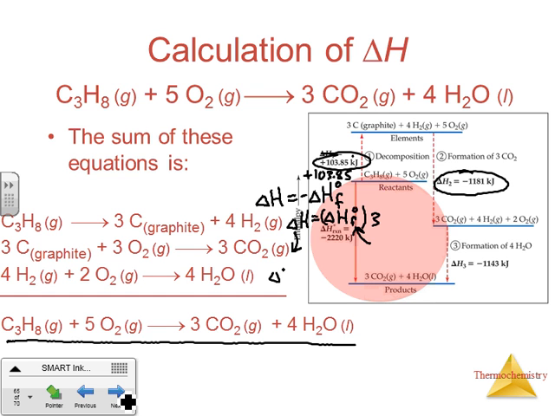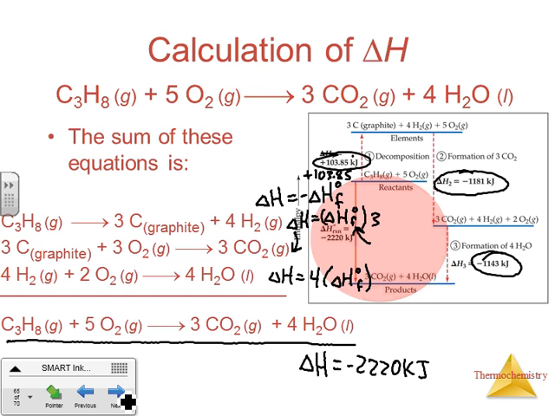And then this last delta H is going to equal 4 times the heat of formation, which for water as a liquid is negative 285.8. So we multiply negative 285.8 times 4, and that gives us a negative 1143. When we add all of those together, our overall delta H for the reaction is going to equal negative 2,220 kilojoules.